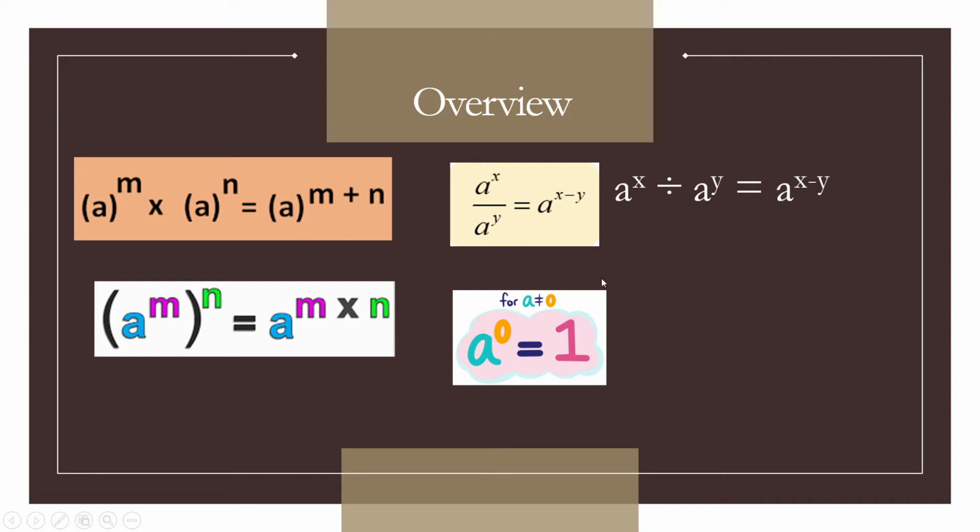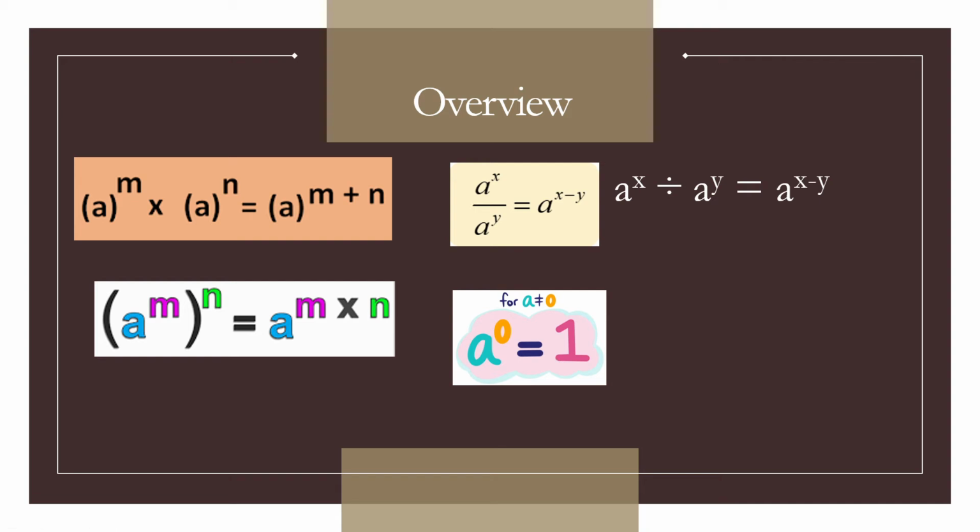Just take an overview. You framed 4. Same base, multiplication sign, add the power. Same base, division sign, subtract the power. One base, power to power, powers will multiply. Any number raised to the power 0 is equal to 1.